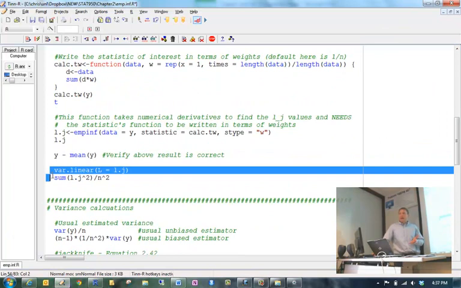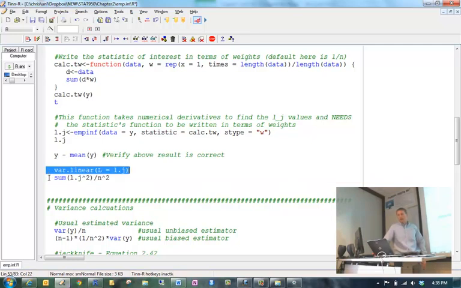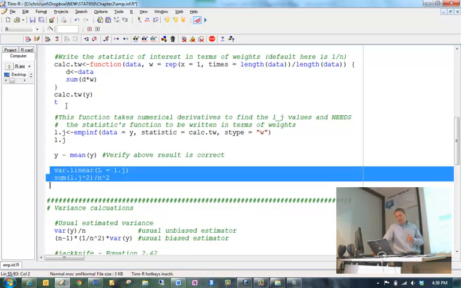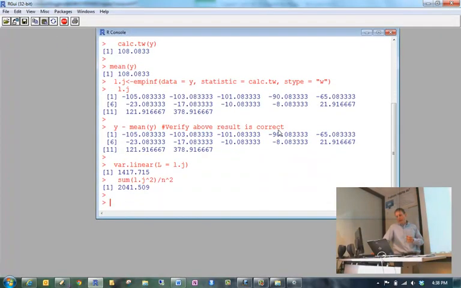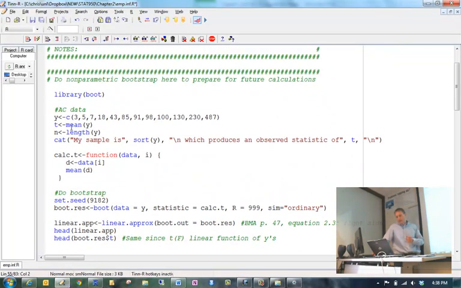Well, let's now calculate the variance, now that I have these empirical influence function values. What I could do is simply use the sum of L.j squared divided by n squared, or there's a function in R, all in the boot package, var.linear, which works with the empinf function. And oops, what happened? My hand's wrong.